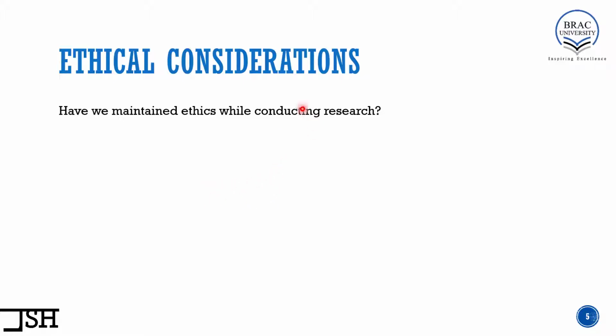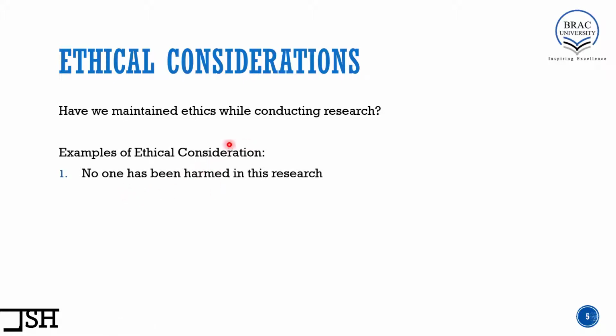Now, how does ethics become a part of research? What type of ethics do we need to maintain? Let me give you the examples and then it will be clear to you. So, the first example. No one has been harmed in this research. Now, I am sure when you have seen a movie, many of you have noticed that in some movies, as a disclaimer, there is a part where it says that in filming many parts of the movie, no animal was harmed, right? So it is exactly like that.